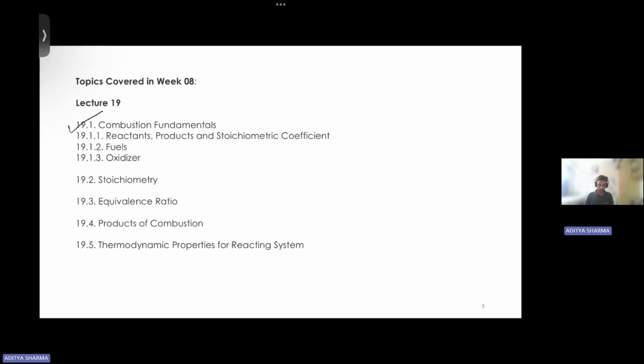In that line, the first topic here is combustion fundamentals. Here we will basically be dealing with combustion and the analysis around it. We are trying to understand the combustion process, the various types of combustion that take place. We will be dealing with all that in this. In it, the first subheading is reactants, products, and stoichiometric coefficient.